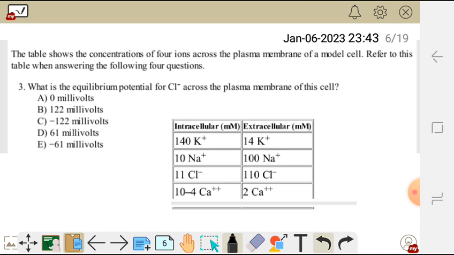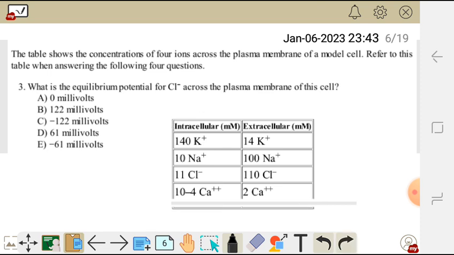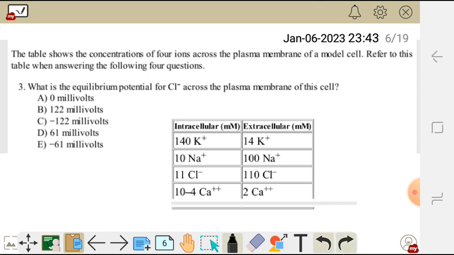So for question 3, we are going to use this table here to answer the following 4 questions, which are questions 3, 4, 5, and 6. So question 3 reads, what is the equilibrium potential for chloride across the plasma membrane of this cell, the cell which has these concentrations of these ions?